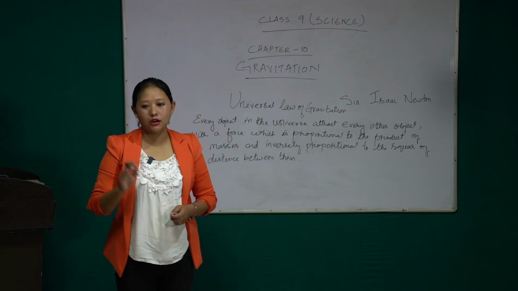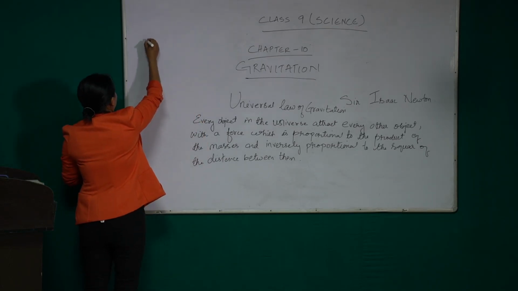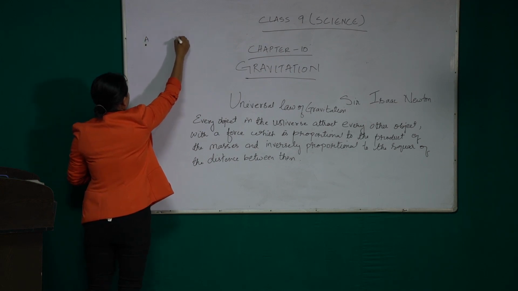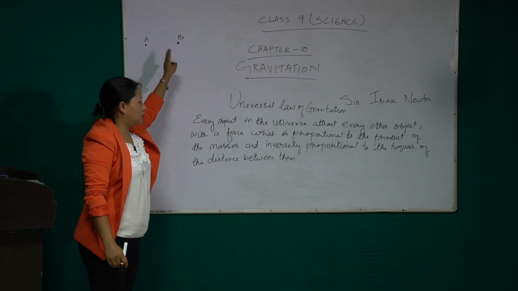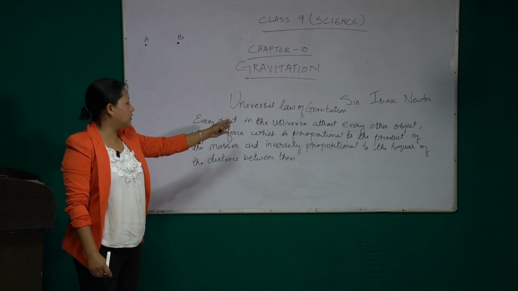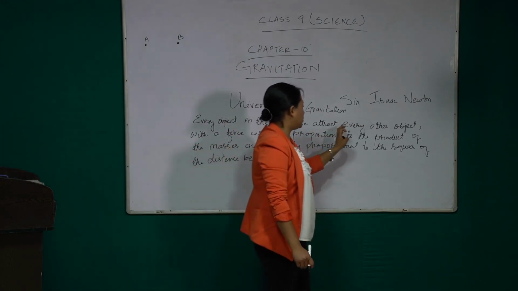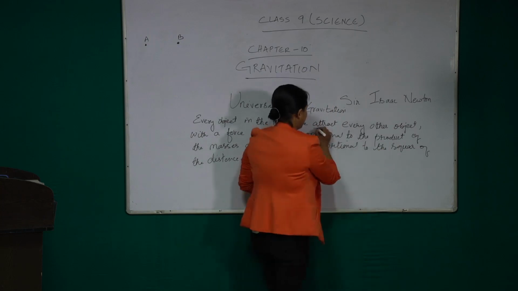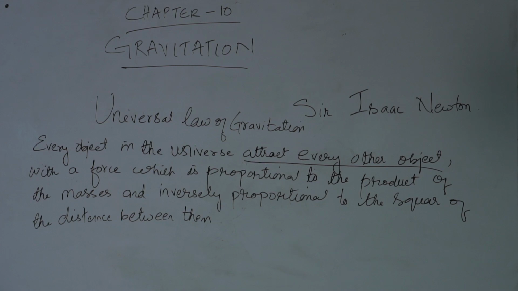So let us say there are two objects, A and B. Say this is object A and this is object B. So according to the universal law of gravitation, the first part, every object in the universe attracts every other object. That means if we place two objects together, then they will start attracting each other. This is according to the universal law of gravitation.